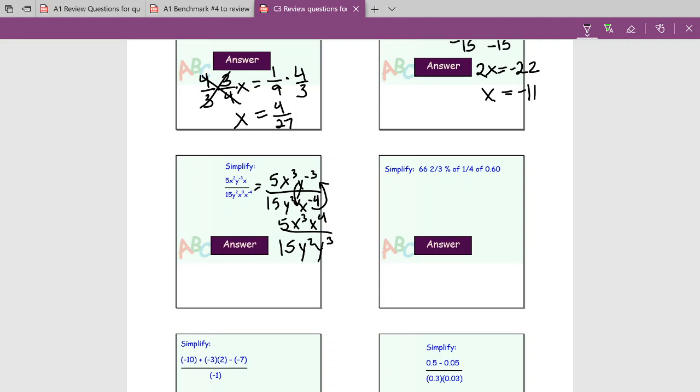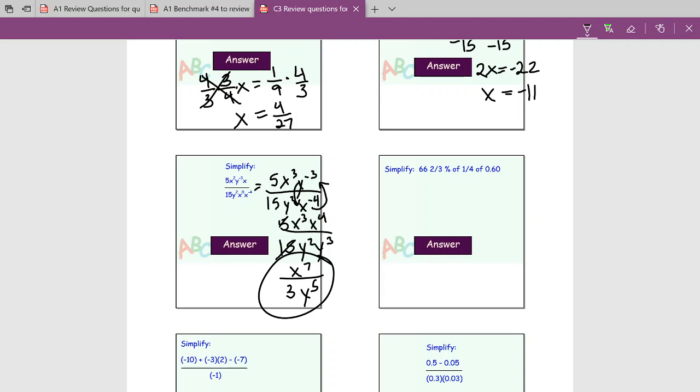Now I'm just going to combine and simplify. The 5 and 15 can simplify, so I have 1 over 3. I have x to the 7th and y to the 5th. So that should be my final answer, since I have no more variables to simplify, no negative exponents, and all of my numbers have been simplified too.